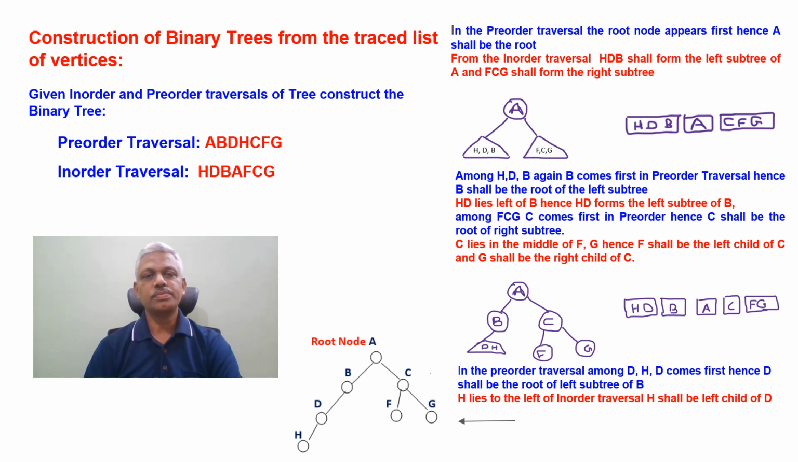Similarly, on the right hand side, FCG is the in-order traversal. It is an indication that C is the root node of the subtree, and F lies to the left of C and G lies to the right of C. So F is the left child and G is the right child. So A is the root node, B and C are the children of A, H is the left child of D, and F and G are the left and right children of C.